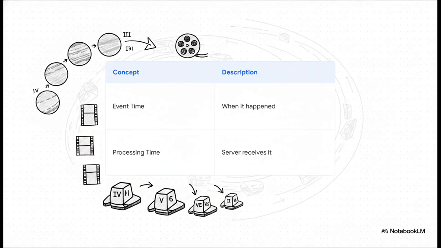Think about the Star Wars movies. Event time is the chronological timeline of the actual story, episodes 1, 2, 3, then 4, 5, 6. But processing time is the order they were actually released to the public, episodes 4, 5, 6, and then 1, 2, 3. If your stream processor groups data by the time it receives the event on the server, rather than when it actually occurred on the device, your calculations are going to be completely corrupted.